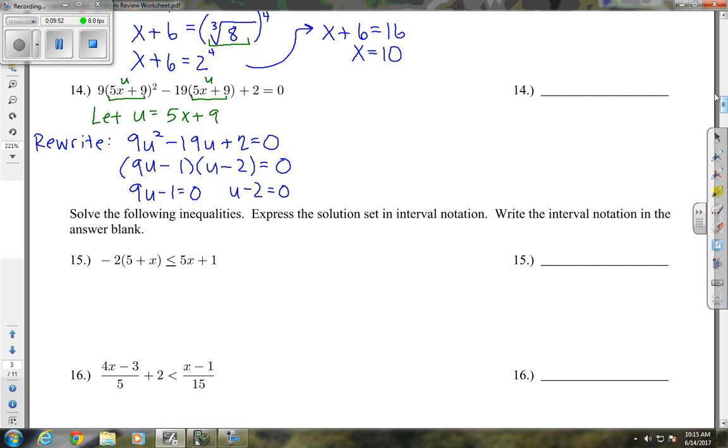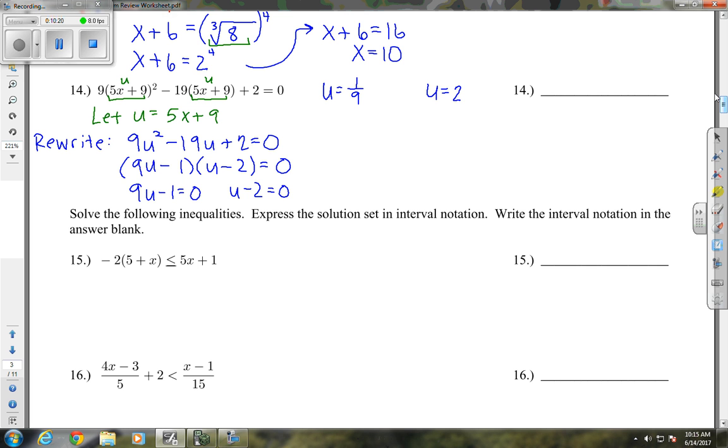So on the first equation, I'm going to add 1 to both sides and then divide by 9. So I come up with u equals 1/9. On the second one, we add 2 to both sides and we get u equals 2. Now, it feels good. We got an answer. However, that's the value of u, not the value of x. So we need to go back and use this clue to find x.